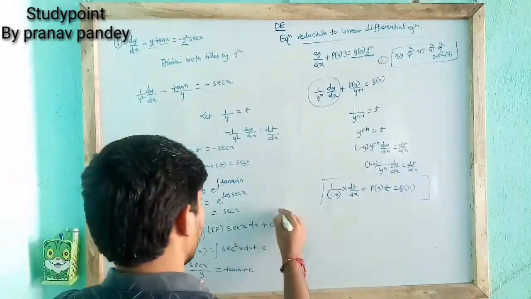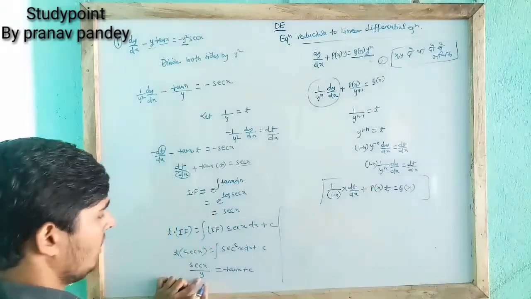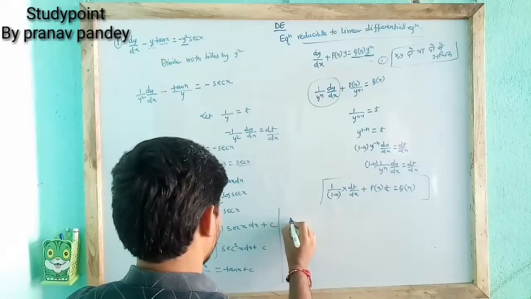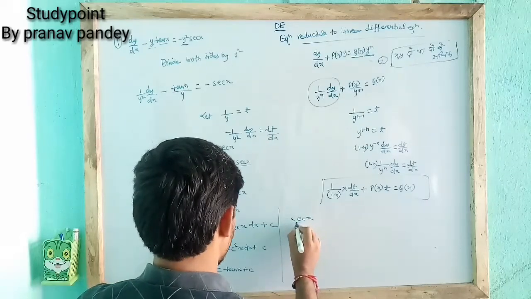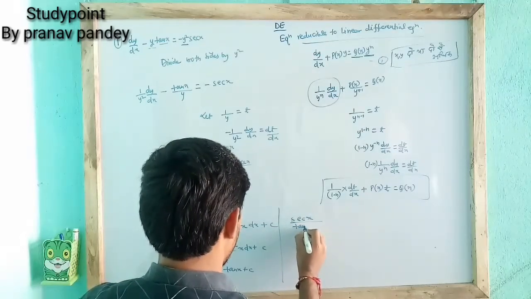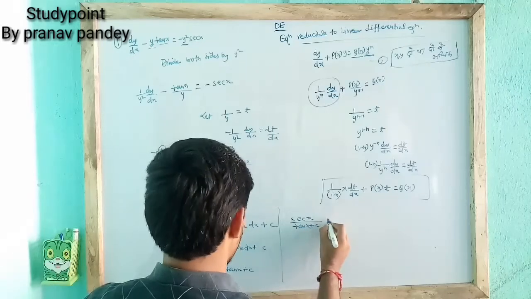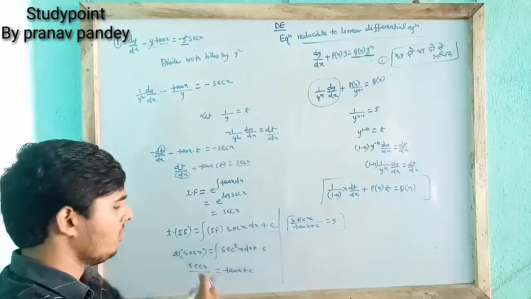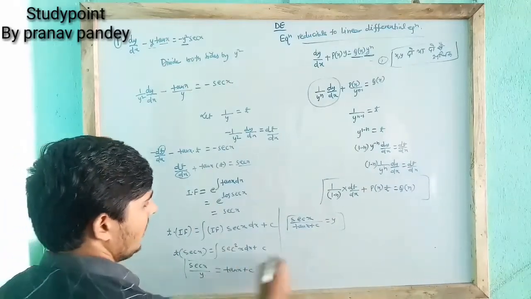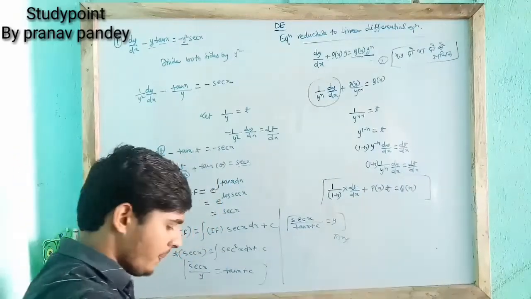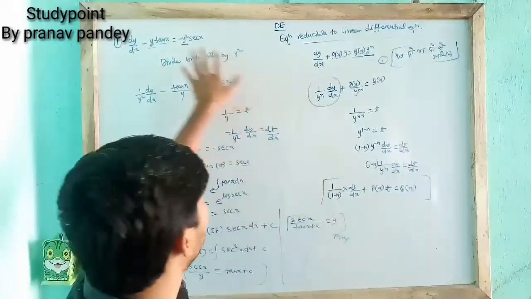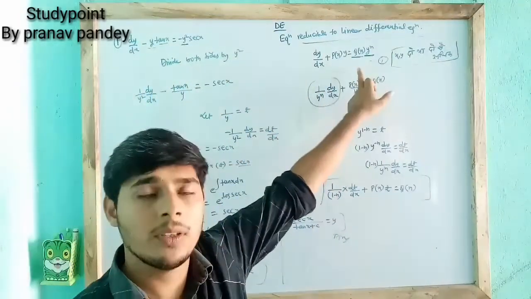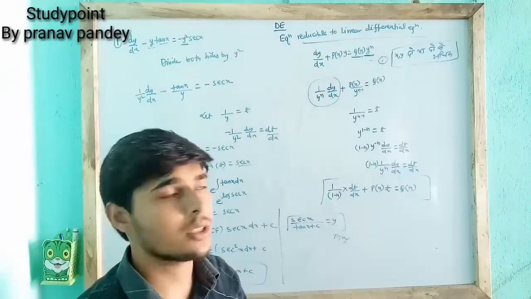Here we can convert the whole term into a fraction of y. So what we get here is y is equal to sec x by tan x plus c. So you can simply write this value as the answer. So in this part we saw how to reduce a given differential equation into a linear differential equation.